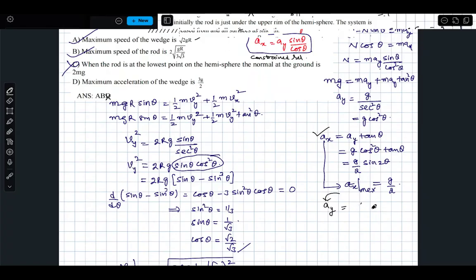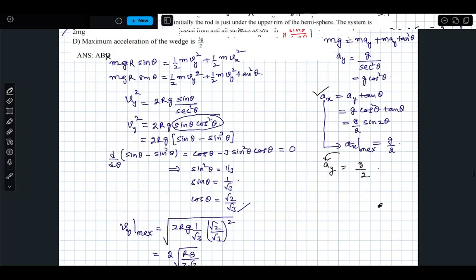a_y is g cos square theta. a_y is also g by 2. When theta is equal to 45, for equal masses, we have already done a_x and a_y is the same. So that is also g by 2. So in that case, a_y is downwards actually.